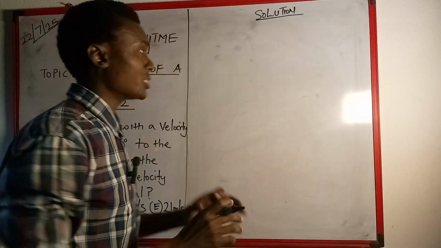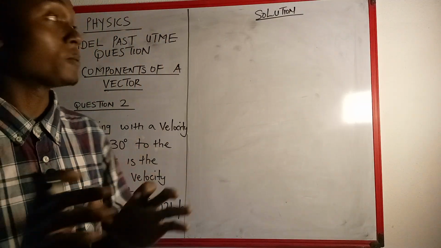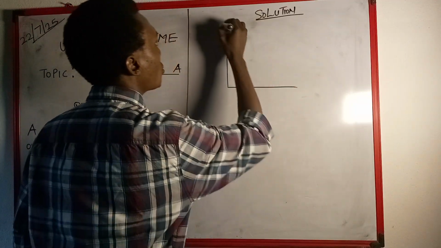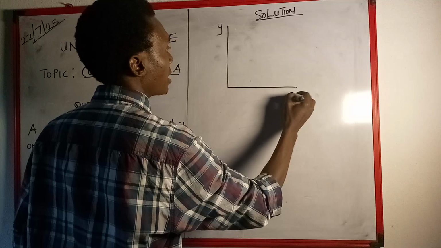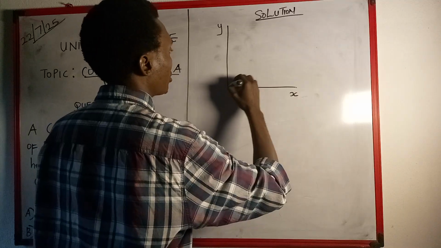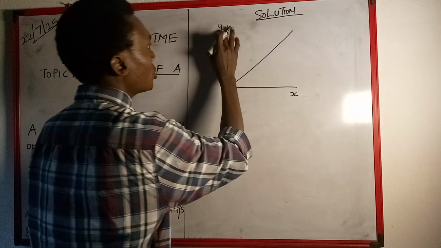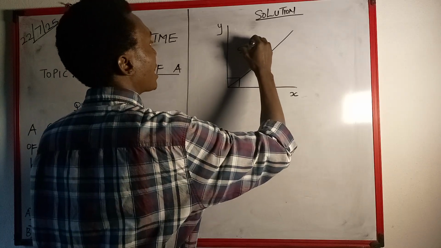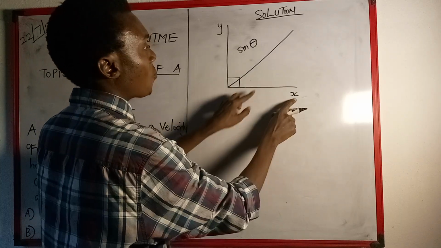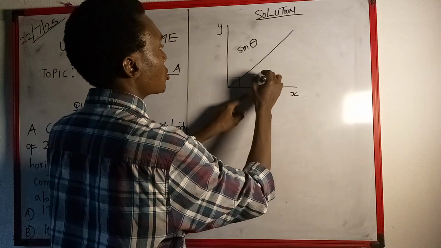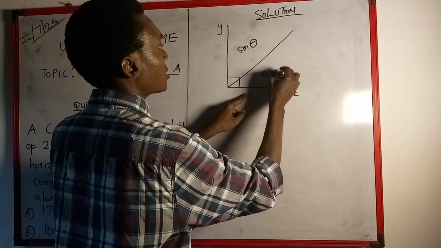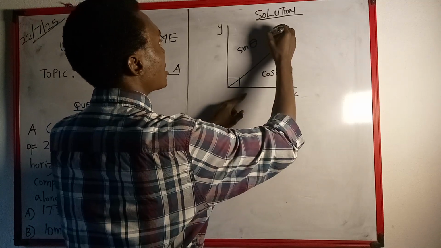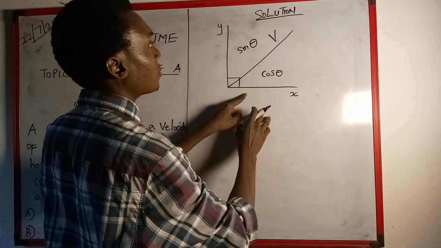Okay, while solving this type of question, there are things we need to know. Components of a vector: we have our y-axis and we have our x-axis. When you draw your line, the y-axis always has sine theta, while the x-axis always has cos theta. Now this is the velocity that is given that we are looking for.